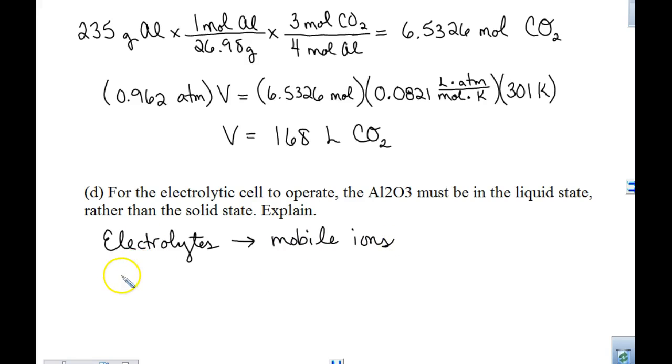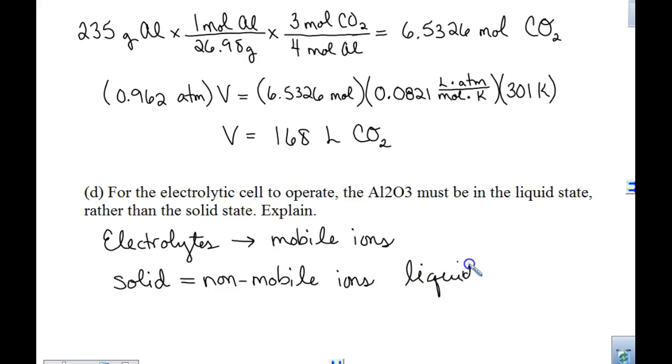If something is solid, non-mobile ions. If it's liquid, there are mobile ions. And mobile ions can move charges, which means they can conduct electricity. So, molten ionic compounds are capable of conducting, as well as when they are dissolved in water. However, when they're in their solid state, no dice.